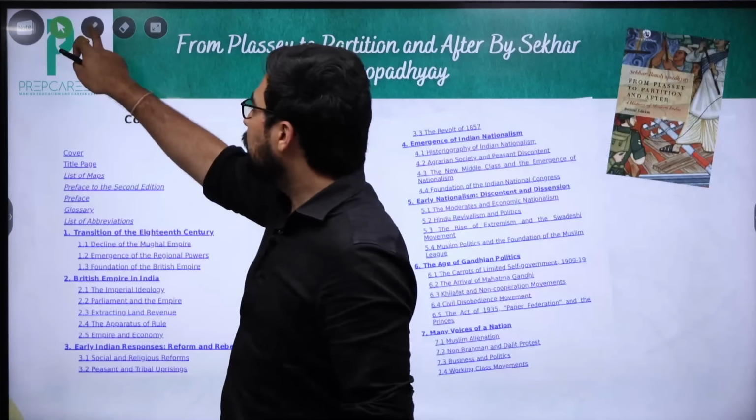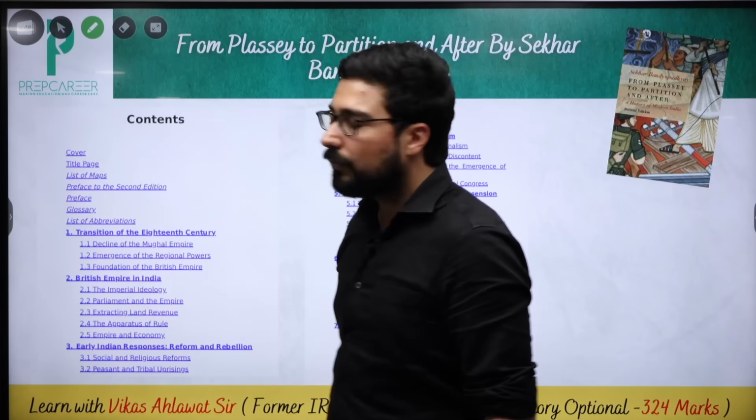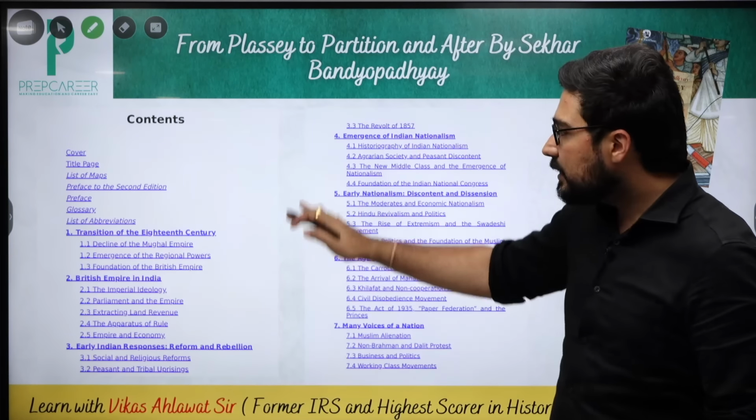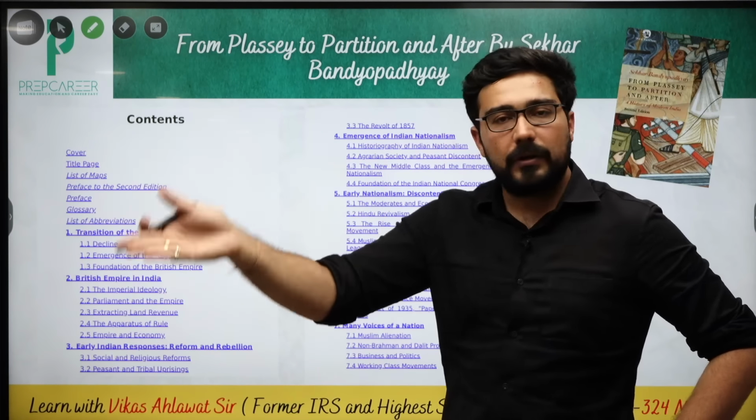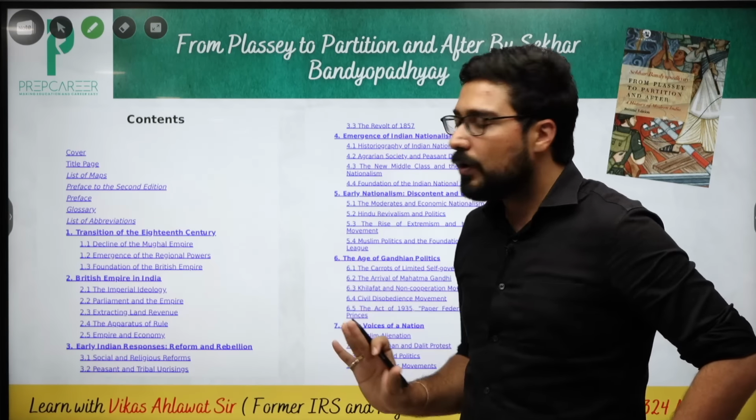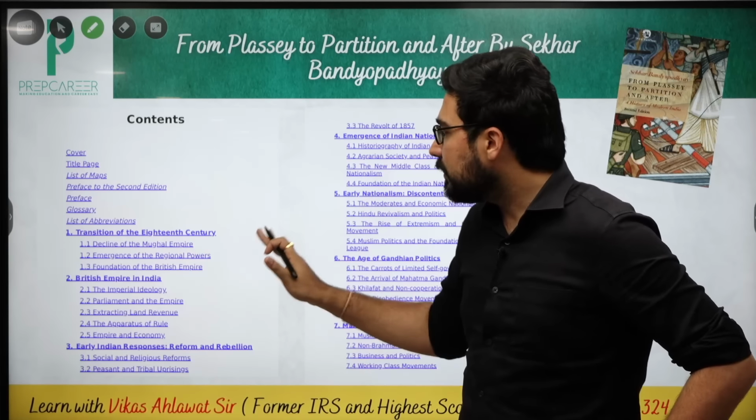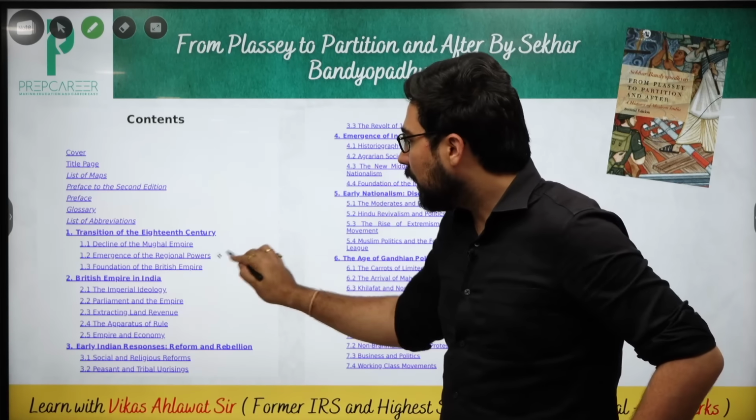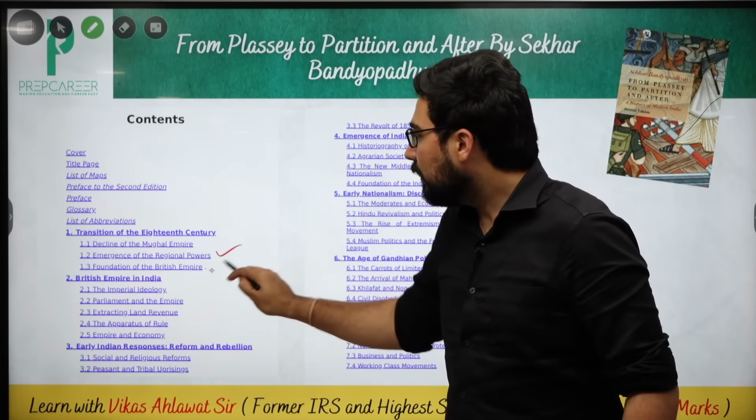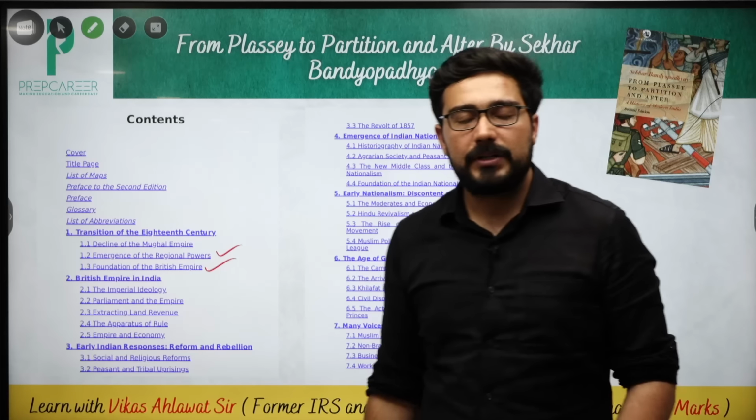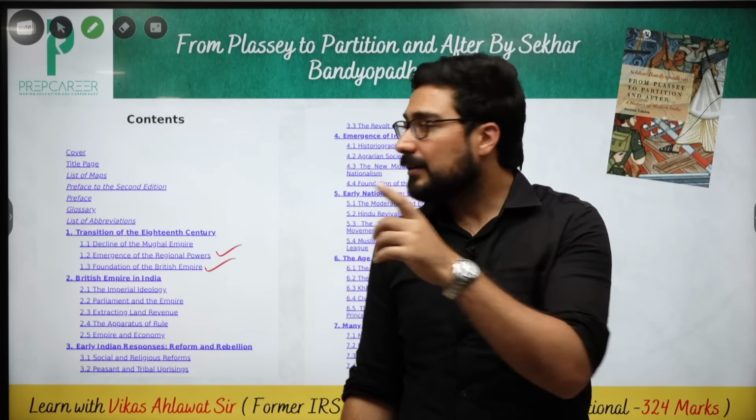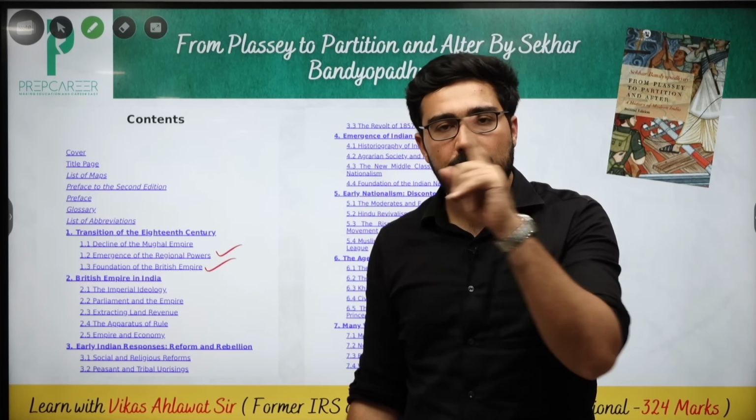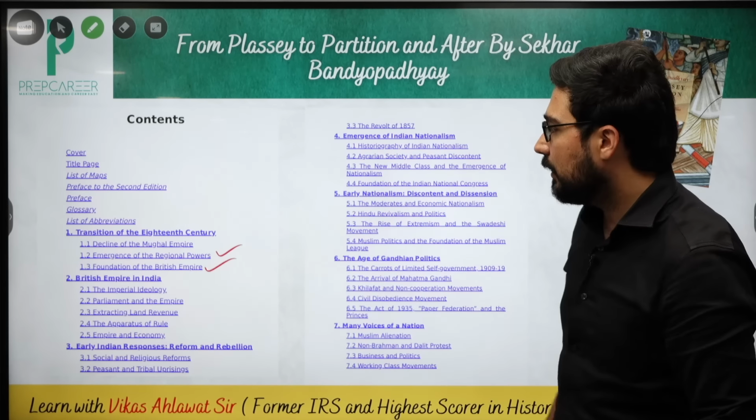We come to one of the most important books for modern India. Okay, so here if we see chapter 1, it's again the decline of the Mughal Empire. Since we have already done it from that source, no need to go for 1.1. Okay, second is emergence of regional power. So we can start with 1.2. Third, 1.3, foundation of the British Empire. But the states are not covered in very big detail in Sekhar Bandopadhyay. So we'll do this from BL Grover. I'll tell you specifically the chapters later on.